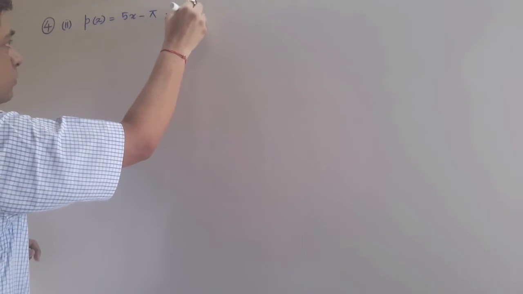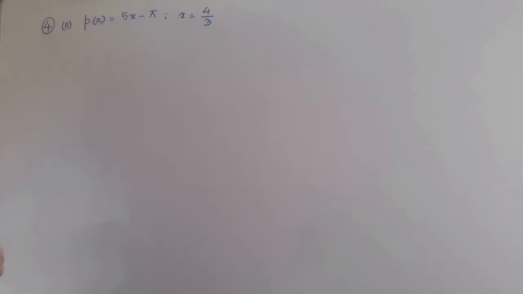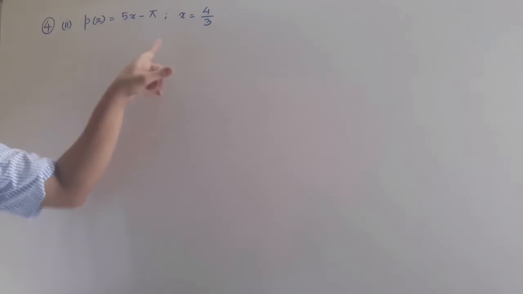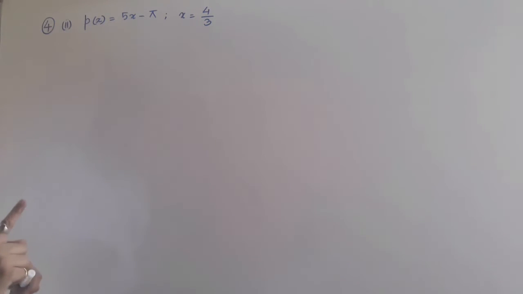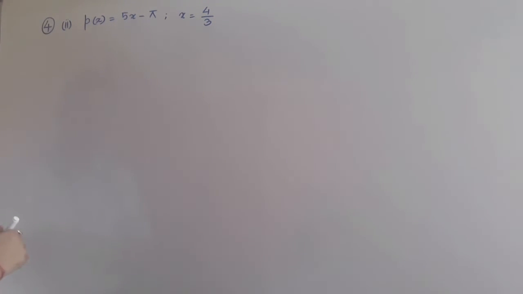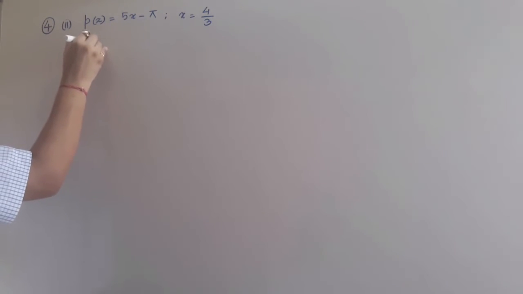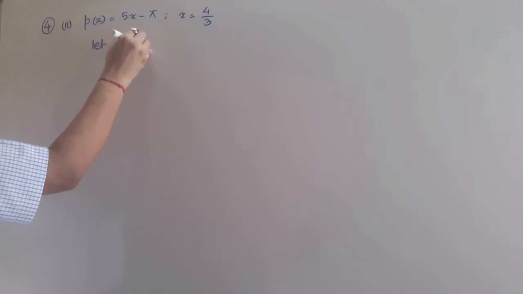It will be visible to you, x equal to 4 by 3. Let us examine whether it is a 0 or not. The value of x is given as 4 by 3, so I will put 4 by 3 in P of x. So first, let the value of x equal to 4 upon 3.